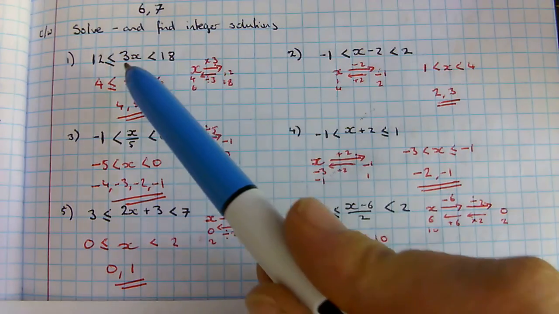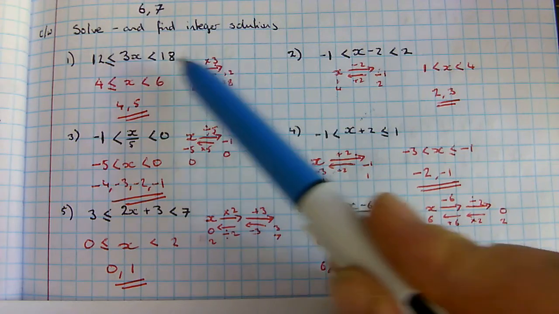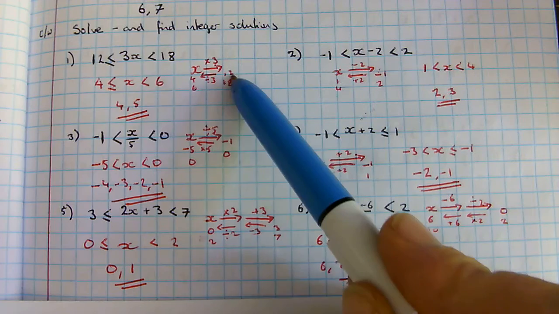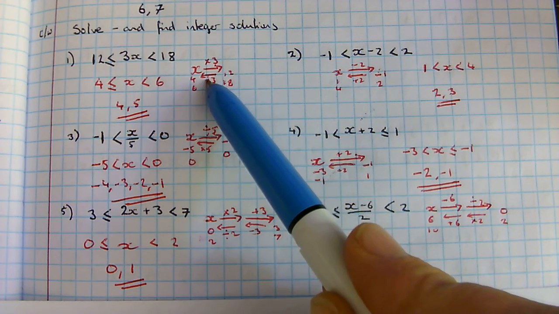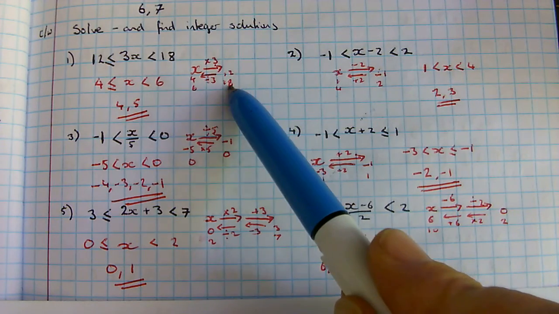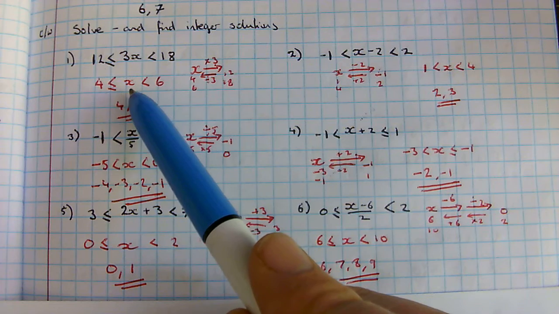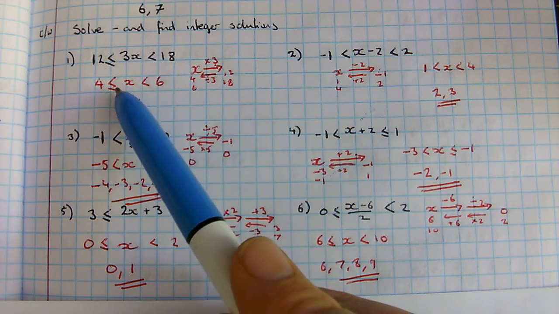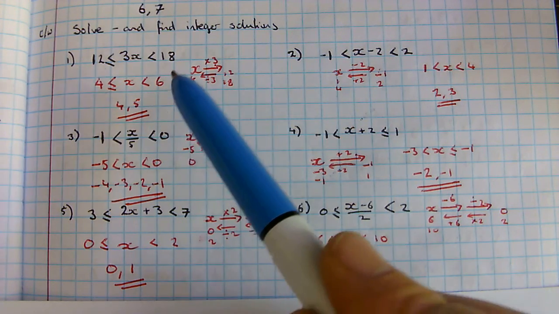So the first thing I did was to copy out my symbols, so this is less than or equal to, this is strictly less than. Then done my flow diagram, x times 3, put in my two limits, 12 and 18, working backwards. The inverse of timesing by 3 is dividing by 3, 12 divided by 3 is 4, 18 divided by 3 is 6, so I know my two numbers in there are 4 and 6. X is greater than or equal to 4, but less than 6, so it could be 4 and 5, cannot include 6, so those are the only two possible numbers.